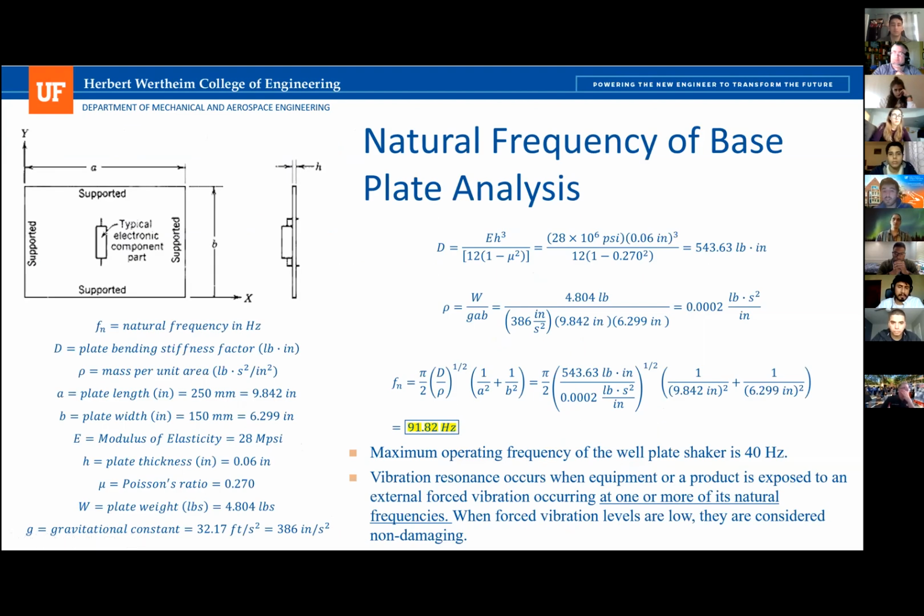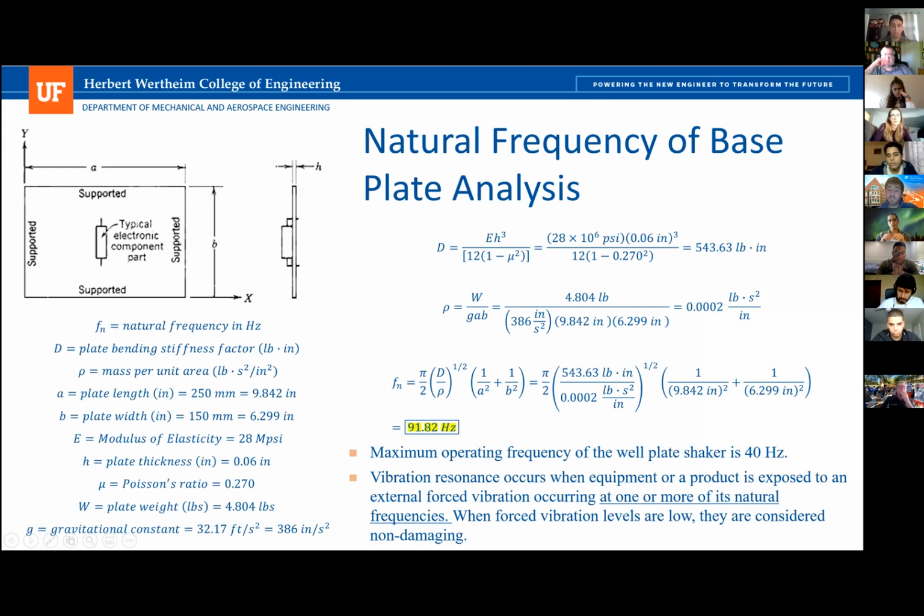One of the big failure criteria that we had to analyze for the base plate is the vibrational analysis to see if there was any resonance. So we calculated the natural frequency of the base plate and calculated it to be 91.82 hertz.